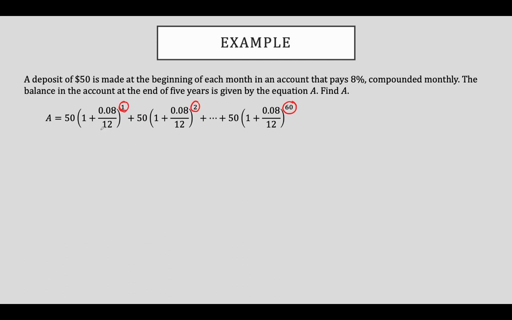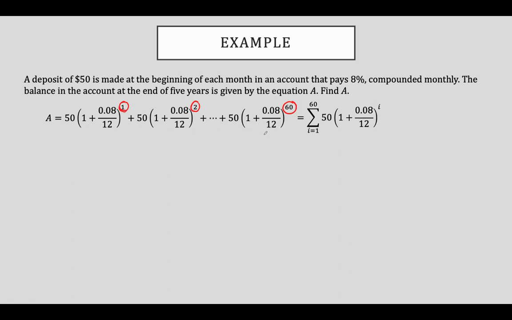Notice this stays constant in each term. 50 times 1 plus 0.08 over 12 raised to the ith power. So I have the sum from i equals 1 to 60 of 50 times 1 plus 0.08 over 12 raised to the i. Again, if you wanted to use the letter n, that's perfectly acceptable. You could use k's. As long as your letter here matches your letter here, you are all set. All right, and so this is the summation notation of all of the terms added together that we see here.